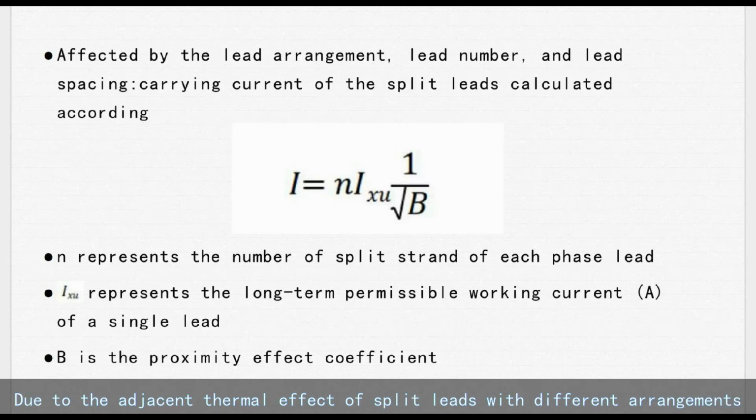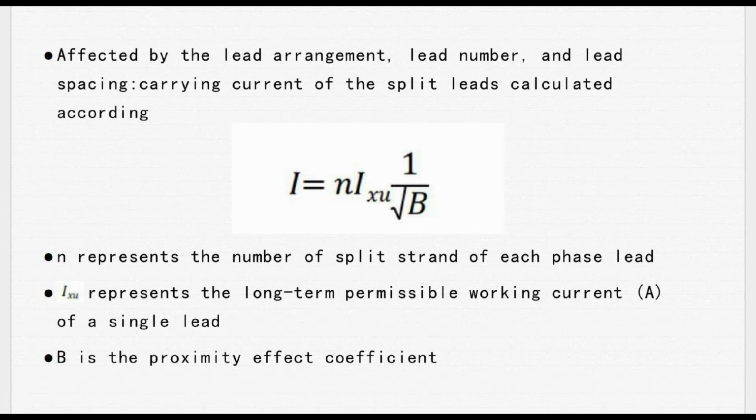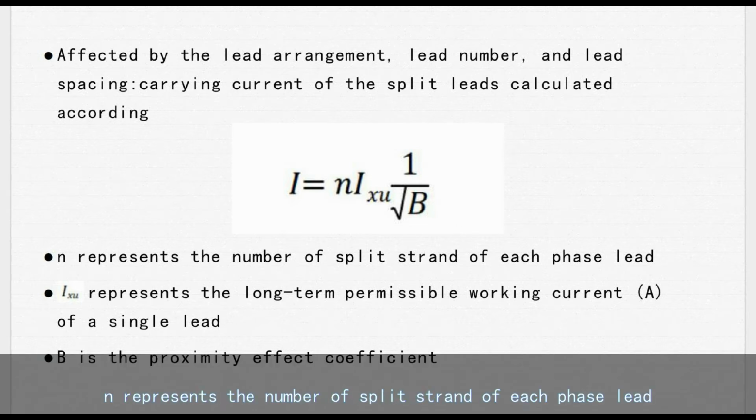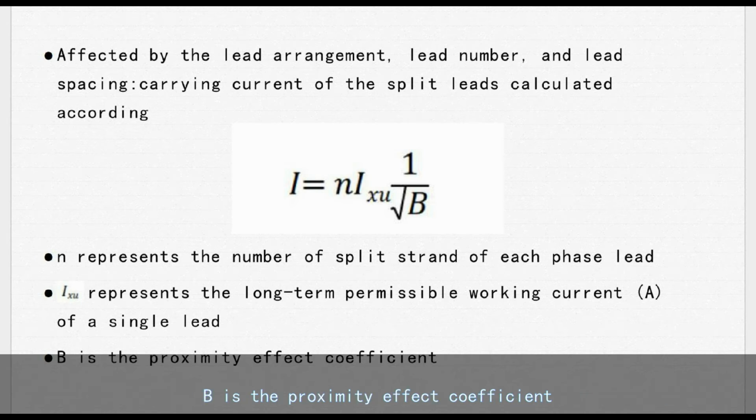split leads. Due to the adjacent thermal effect of split leads with different arrangements, we should consider the carrying current of split lead affected by the lead arrangement, lead number, and lead spacing. The actual carrying current of the split leads should be calculated according to the carrying current of n single leads multiplied by the corresponding adjacent effect coefficient B, namely, in this formula, N represents the number of split strands of each phase lead. I_SHU represents the long-term permissible working current of a single lead. B is the proximity effect coefficient.